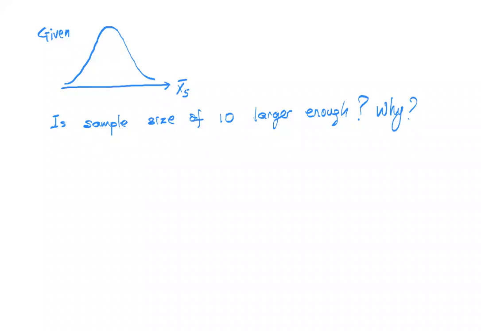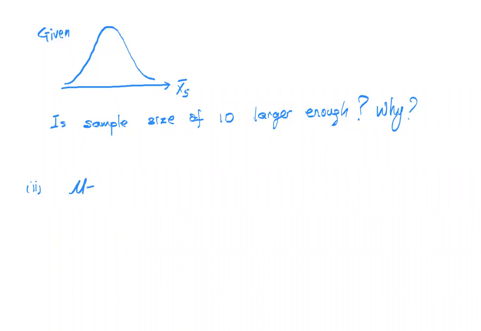So that is a very important part of the central limit theorem. The first part of the central limit theorem talks about the shape of the sample mean distribution. It all very much depends on the population distribution. Clear?